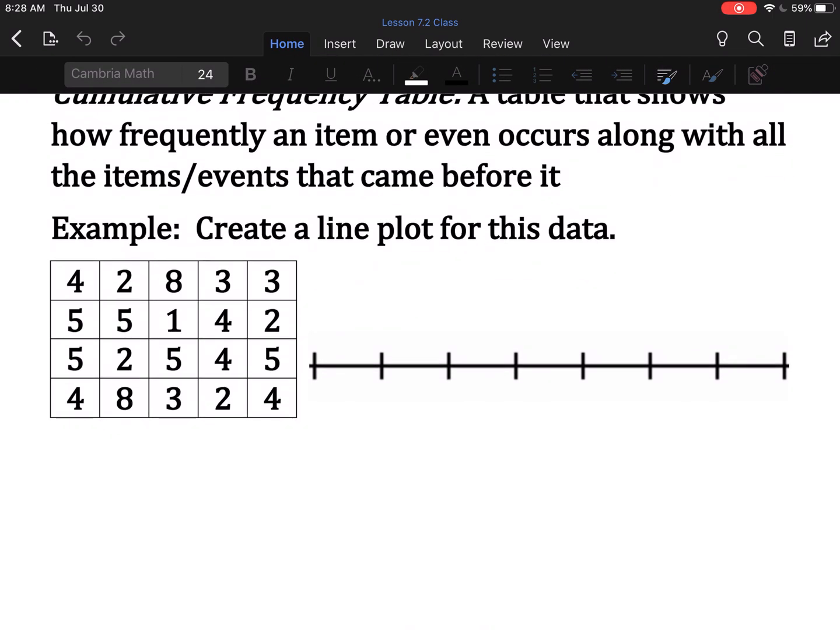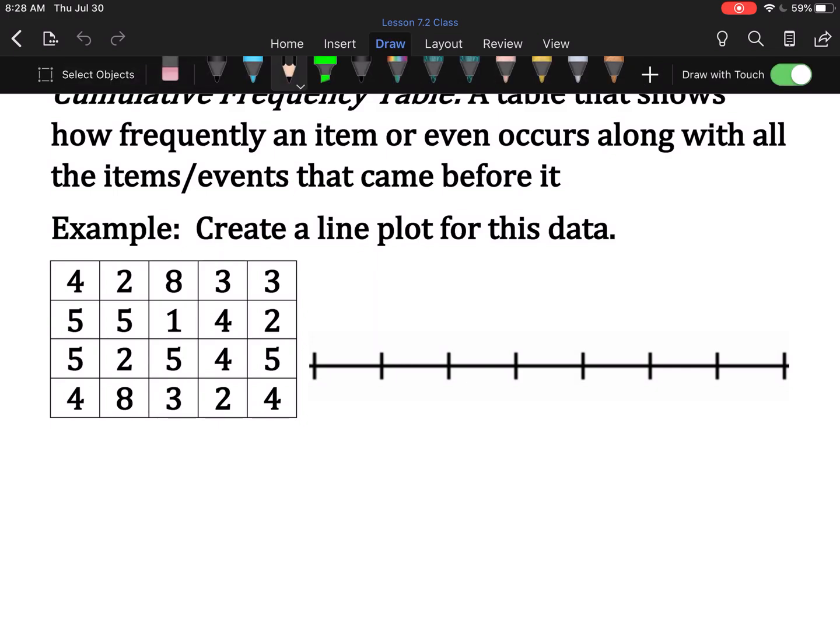So first, create a line plot for this data. Okay, so take a look in here. The smallest number is 1, and the biggest number appears to be 8. There are multiple 8s, but we go from 1 to 8, which means I need to have 1, 2, 3, 4, 5, 6, 7, and 8 on my number line. Luckily, this number line has the right number of spaces.